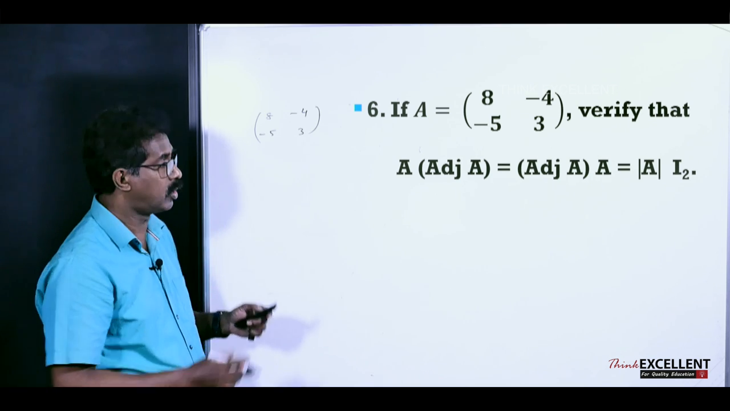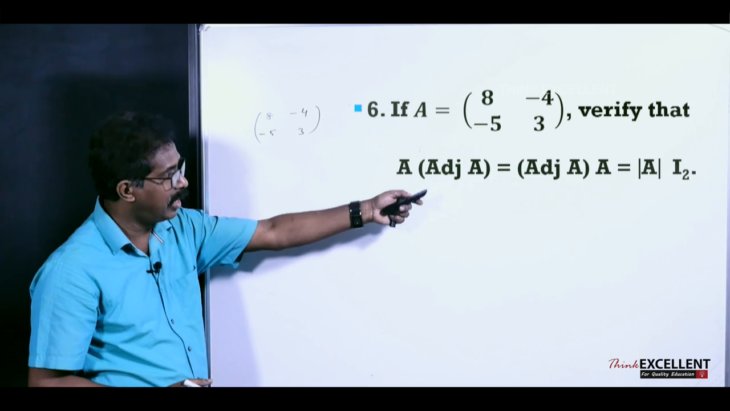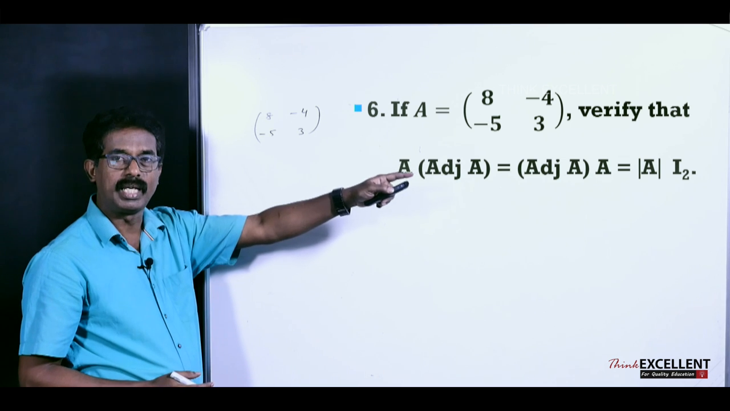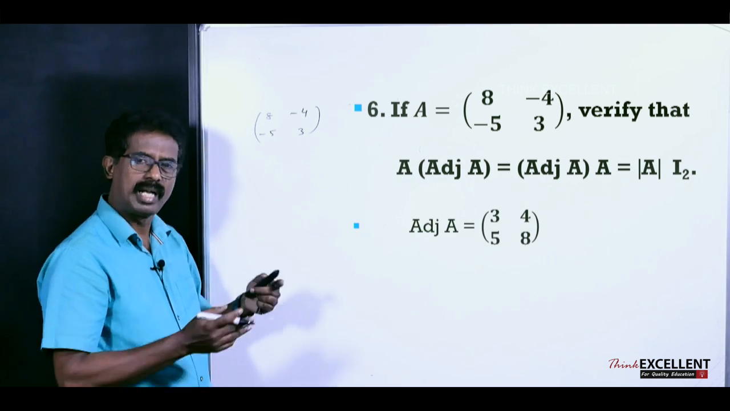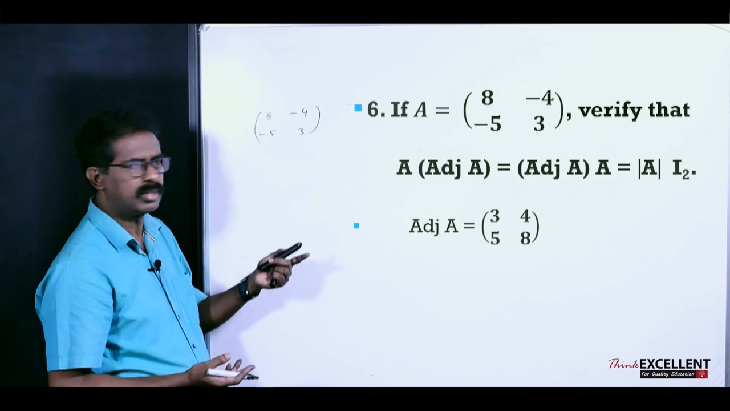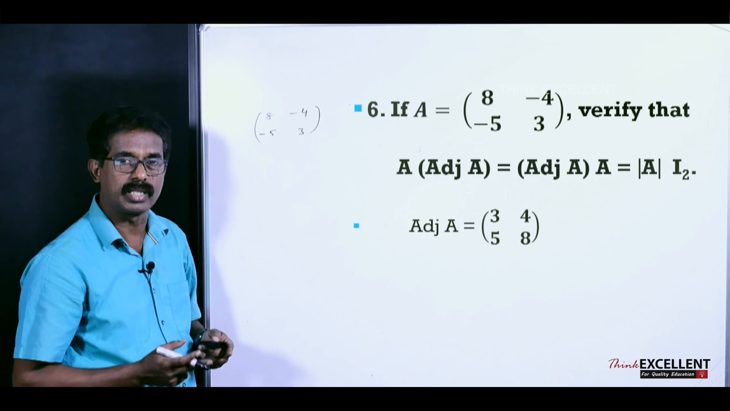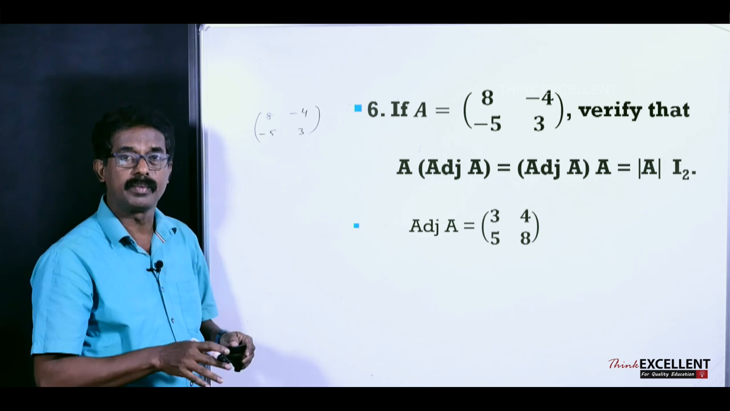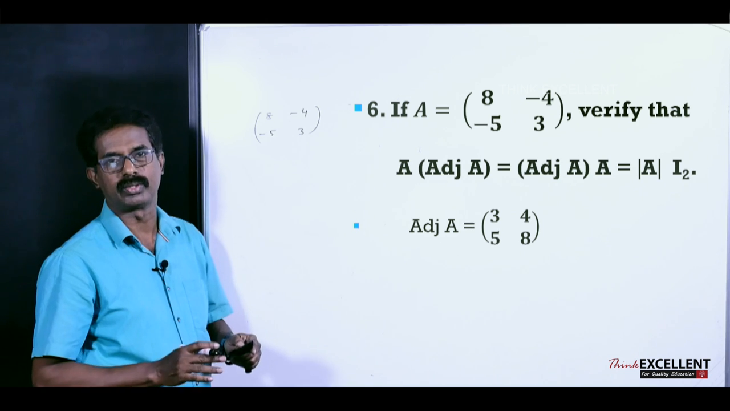So I said three things you have to find, right? You have to find A into adjoint A, adjoint A into A, and determinant A into I. But which is very easy? The last one, determinant A into I. So what we do here? We find determinant A, and you can find adjoint A, which you need. It is a 2 by 2, so you can easily do it with the two changes I asked you. These type of questions you can do directly. Where I said you do all the steps is if the question itself is find the adjoint, which is a 2 mark or 3 mark question.